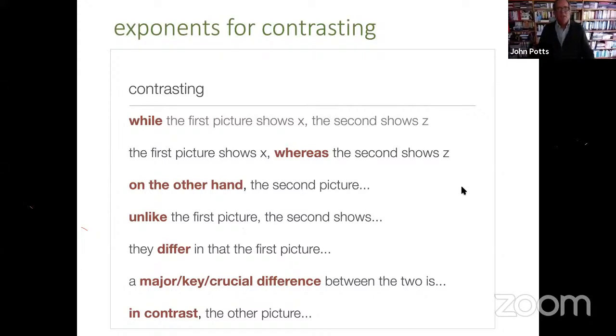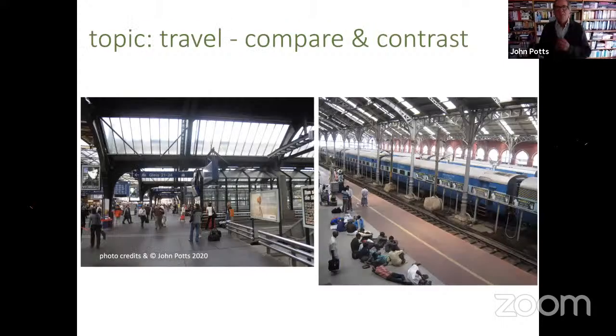You can have a topic. Here we had, remember, two places, the two canals, and we had the two meetings. This time we have a topic of travel: compare and contrast the two railway stations. Do you recognize the station on the right, anybody? Maybe it's a bit difficult to say.